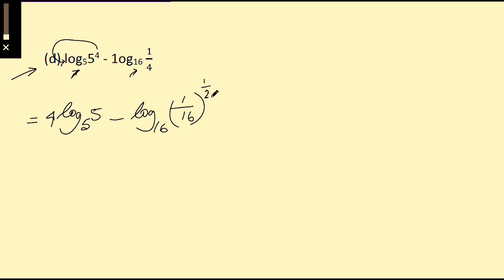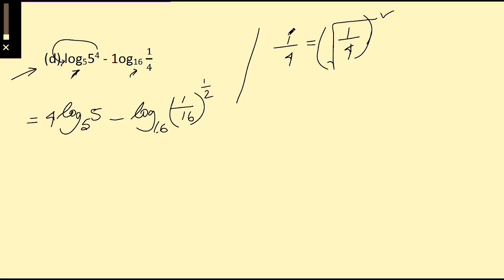But the question is how can I write 1 over 4 as 1 over 16 to the power 1 over 2? Here I will show you the clear way. We have 1 over 4. Instead of 1 over 4 we can write it as the square root of 1 over 4 to the power of square. So here the square and root will be cancelled out. Finally, we will get 1 over 4.